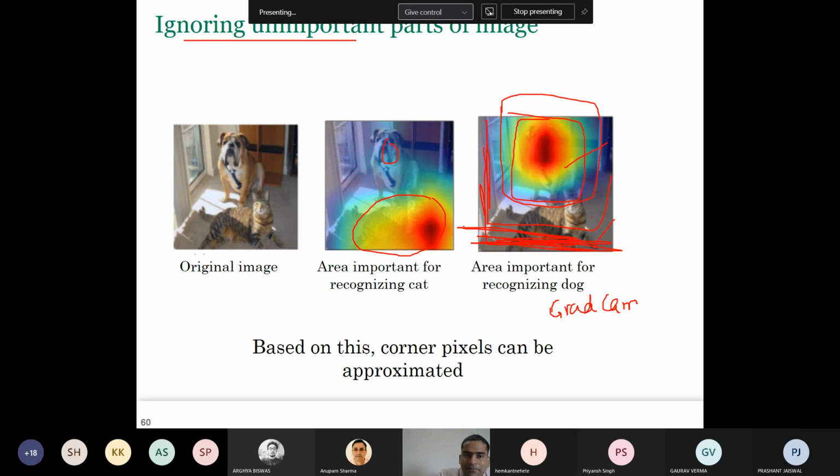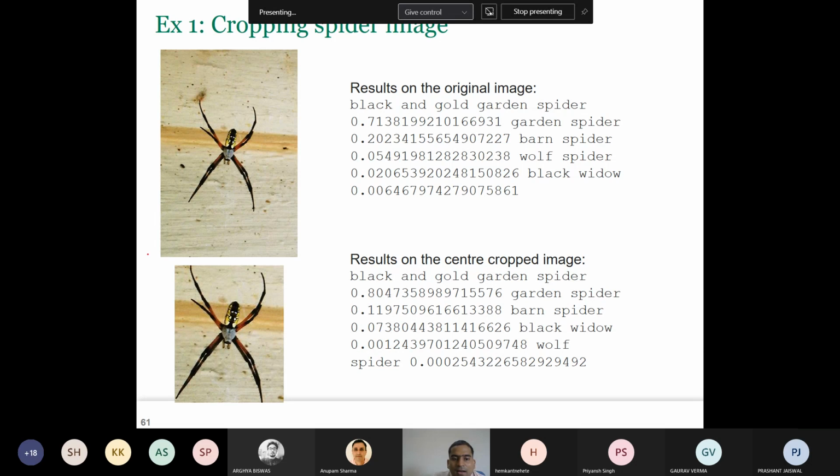So let us take an example. Here, what I'm doing is cropping certain images. This is our original image. As you can see, the spider is just in the center. Usually the object of interest is in the center part, so usually the corner pixels are not very important.